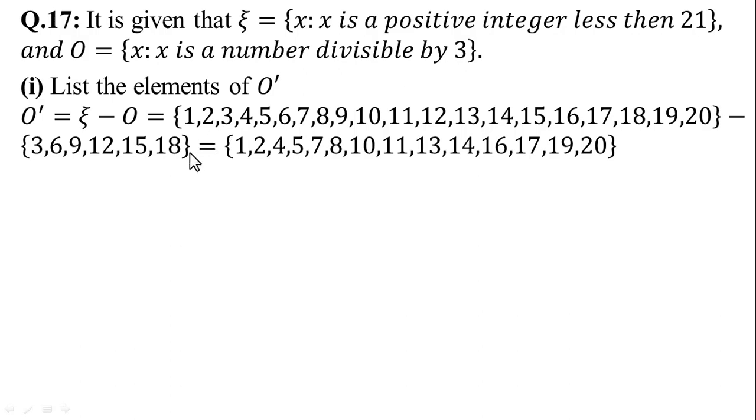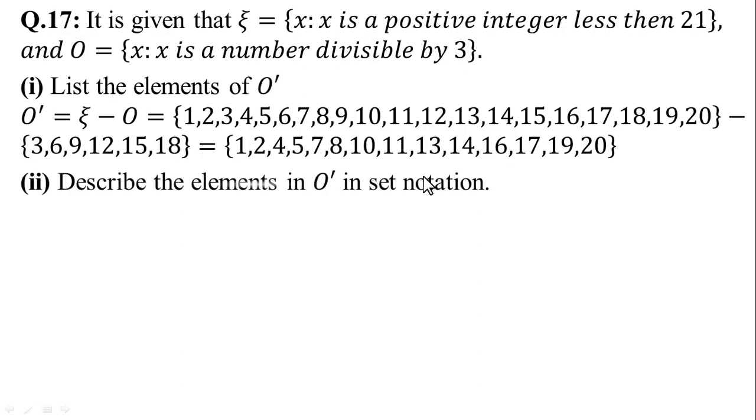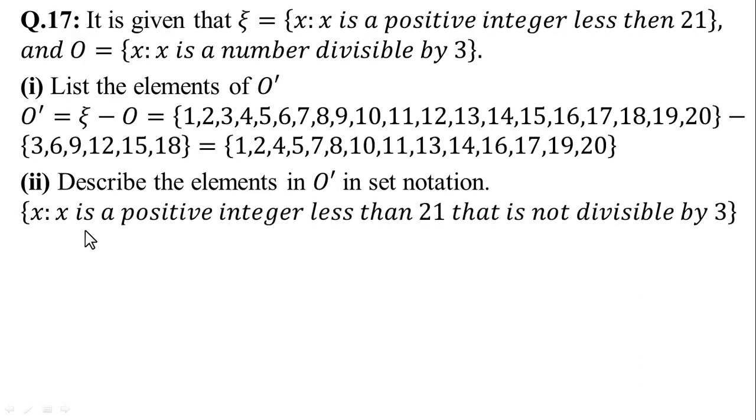Now we have 1, 2, 4, 5, 7, 8, 10, 11, 13, 14, 16, 17, 19 and 20. These are the elements of the complement set O. Now in the second part, describe the elements of O prime in set notation. The set O prime in set notation is x such that x is a positive integer less than 21 that is not divisible by 3.